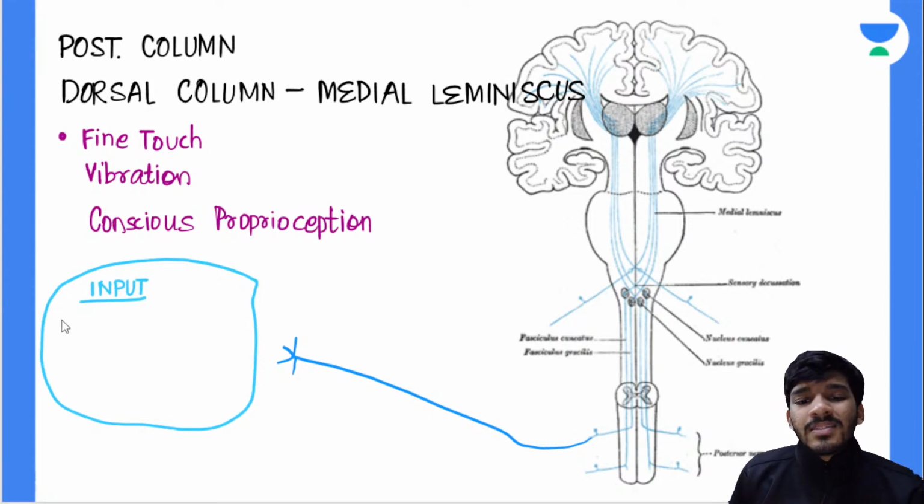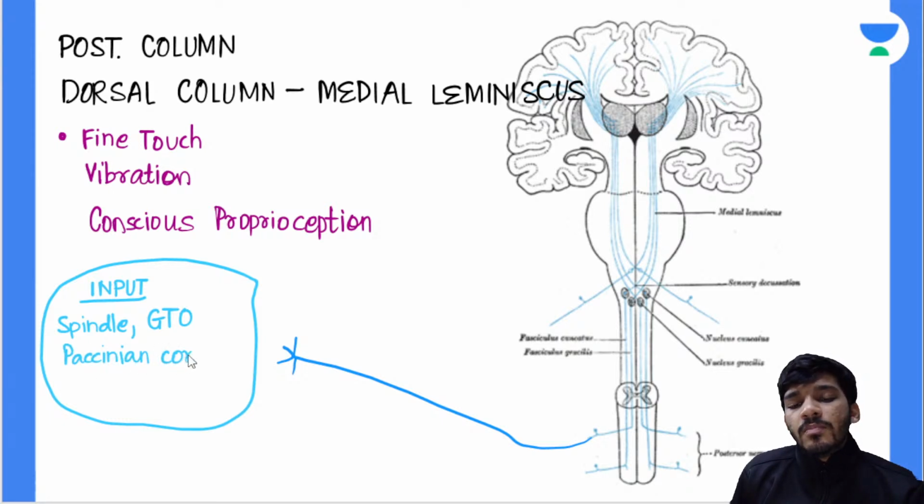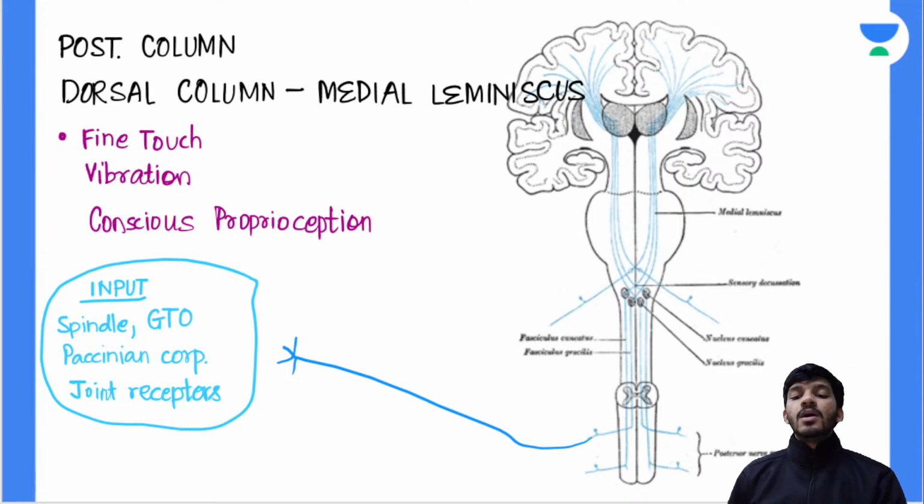They can include the muscle spindle. They will include the Golgi tendon organ. For vibration, you have the Pacinian and the Ruffini's corpuscle. So I will write Pacinian corpuscle. That is going to be there in the inputs. You can have some input from the Meissner's corpuscle. And then there are certain receptors in the joint and in the soft tissue, so I'm writing joint receptors. All of these are going to form the input and give the stimulus.